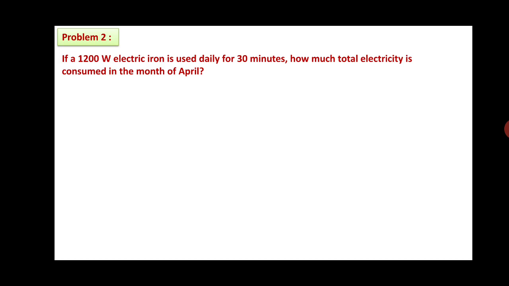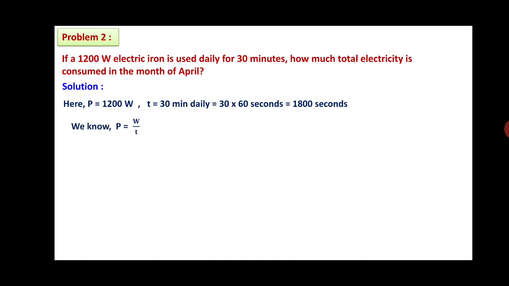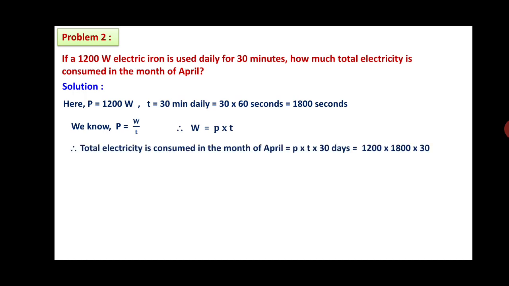If a 1200 watt electric iron is used daily for 30 minutes, how much total electricity is consumed in the month of April? Friends, here the given things are power consumed, that is P is equal to 1200 watt by this iron every day. T is equal to 30 minutes, which is equal to 30 into 60 seconds, that is 1800 seconds. We know that P is equal to W upon T, therefore we can write W is equal to P into T. Therefore, the total electricity consumed in the month of April is equal to P into T into 30 days, because April has 30 days.